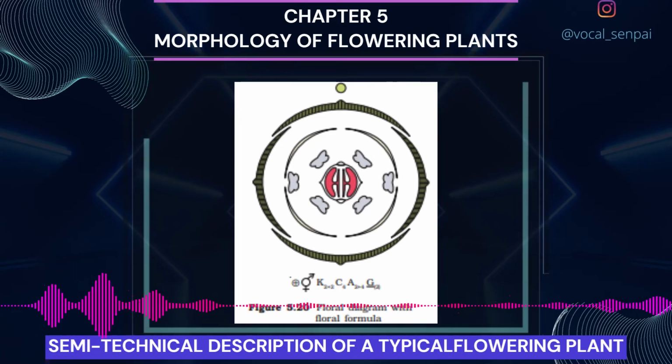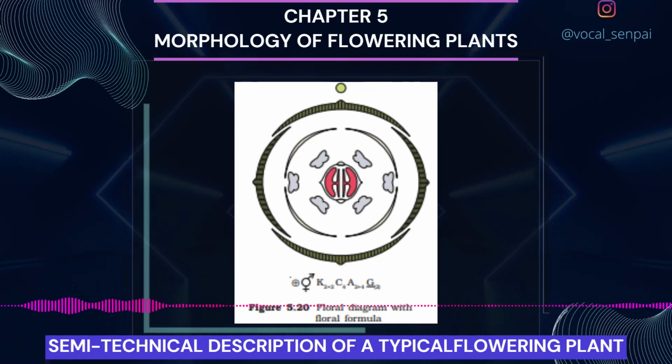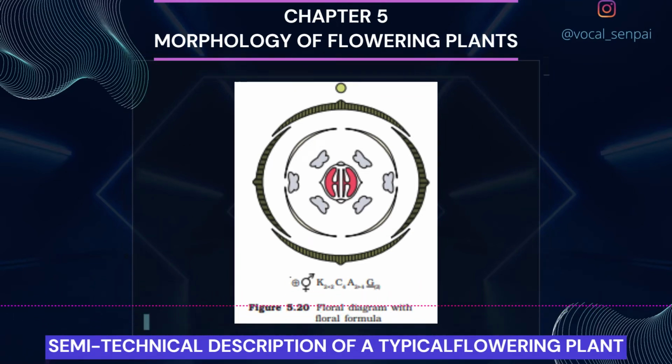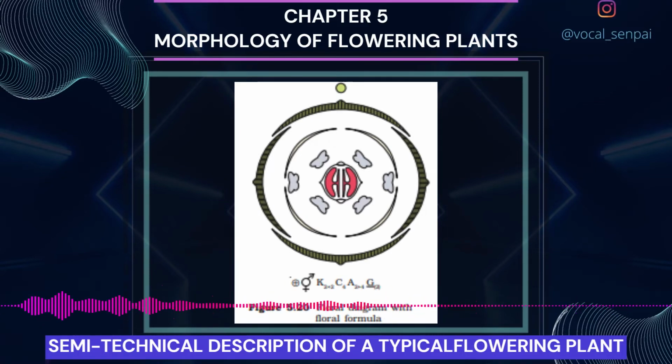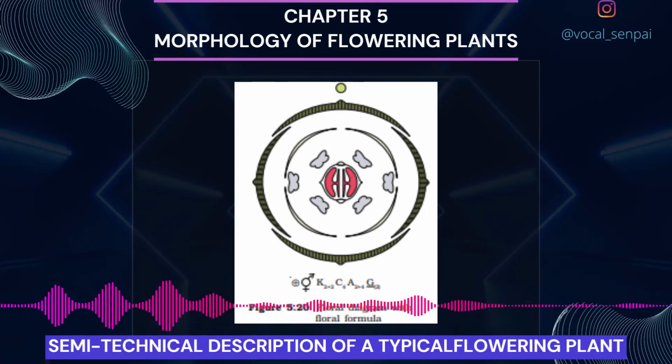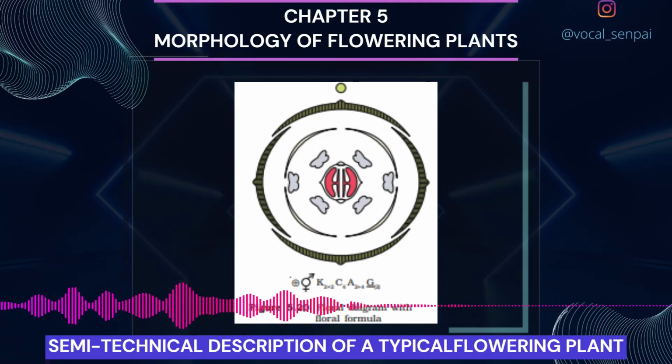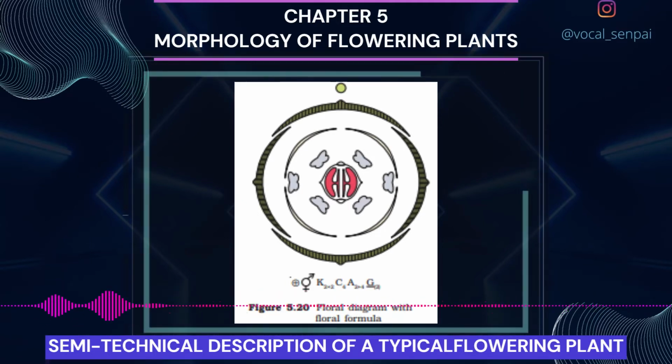Fusion is indicated by enclosing the figure within bracket and adhesion by a line drawn above the symbols of the floral parts. A floral diagram provides information about the number of parts of a flower, their arrangement and the relation they have with one another, figure 5.20.